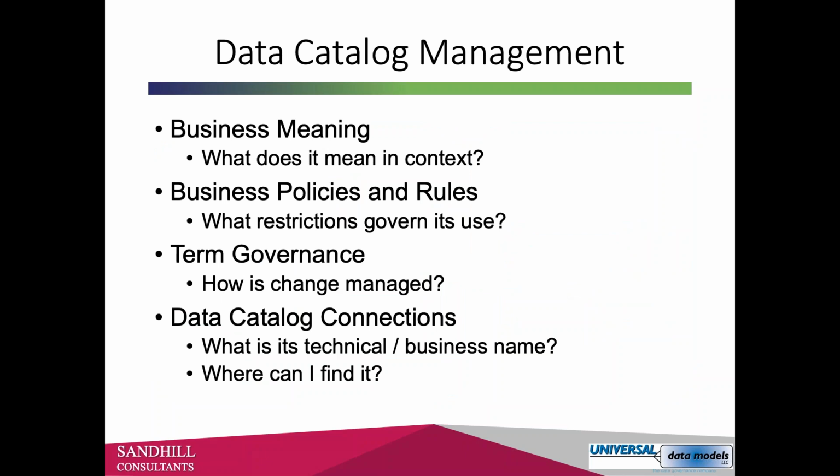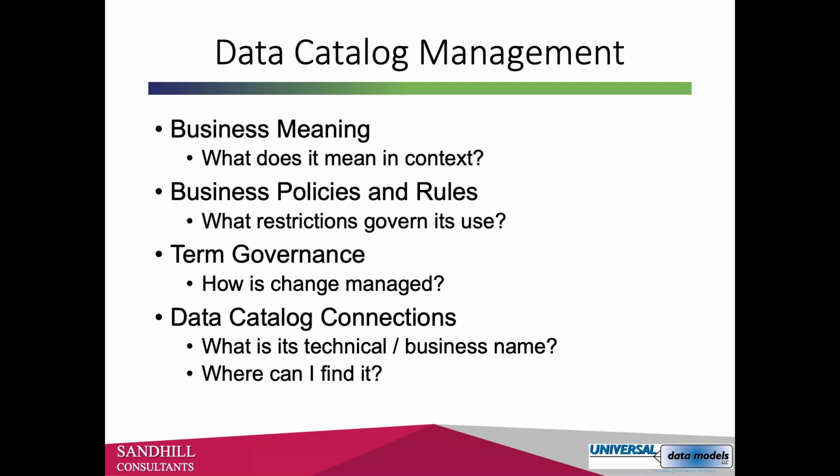So when it comes to managing a data catalog, what we needed to be able to do for us is tell us what is the business meaning in what context. As Len alluded to, you can have a bill to customer, a ship to customer. Those could be totally different customers in different contexts with different definitions. The business policies and rules, okay, what restrictions do we have around the use of the data? Does it fall under GDPR rules or any of these other rules that are out there?